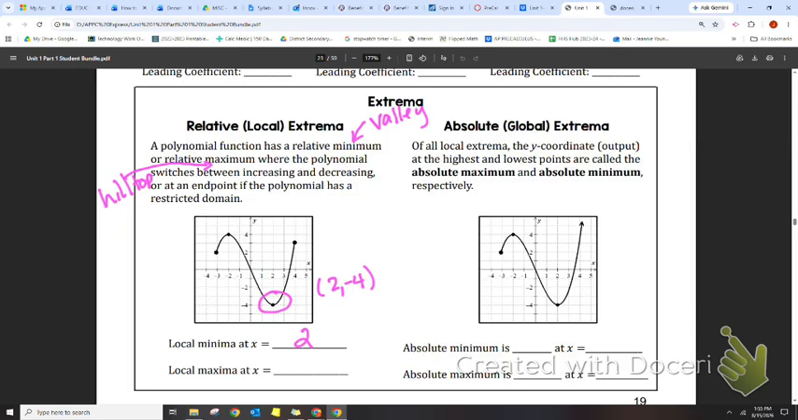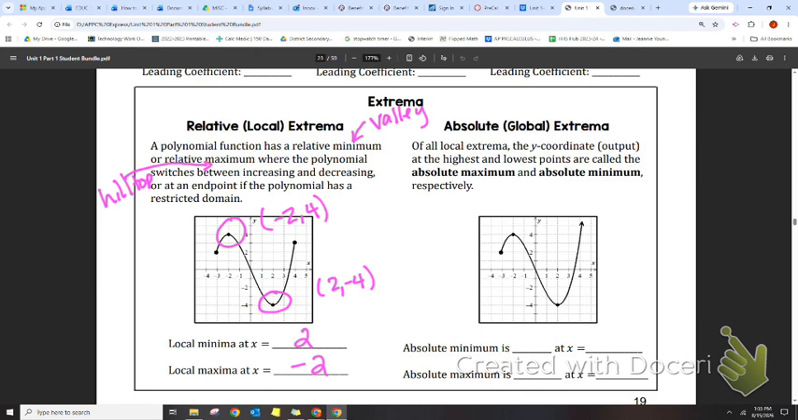All right, and then the local maxima. Remember, we're looking for a hilltop. Do I have a hilltop? I do, right there. It's the top of the hill. And that is actually at -2, 4. This is just asking me for the x value, though. It says the local maxima at x equals -2. But if they wanted it, I would put a local maxima of 4 at x equals -2.